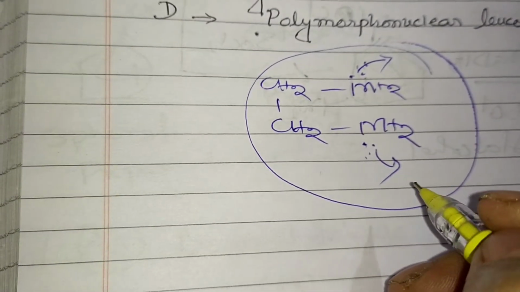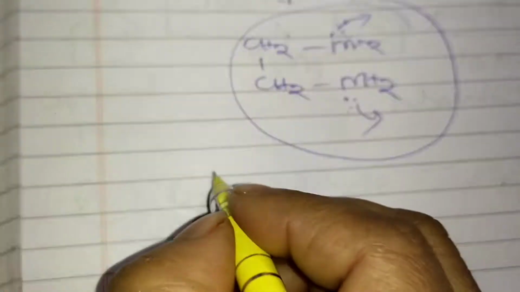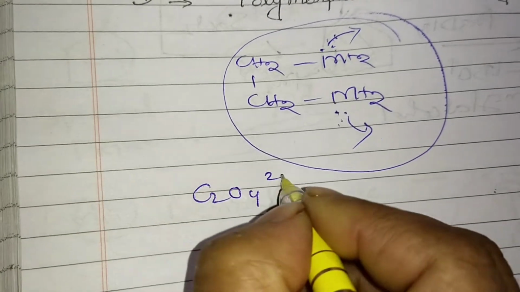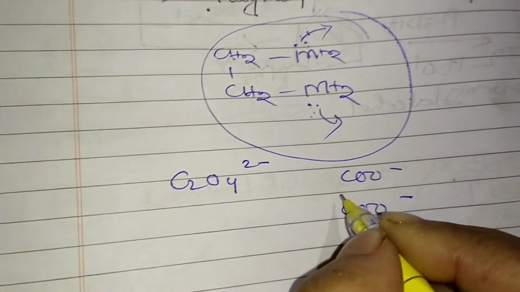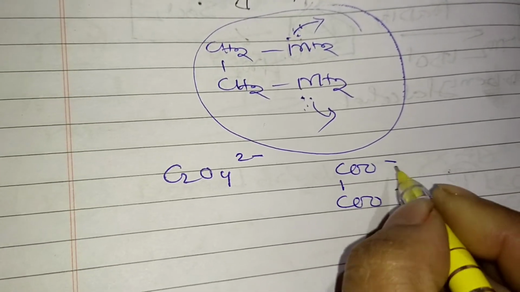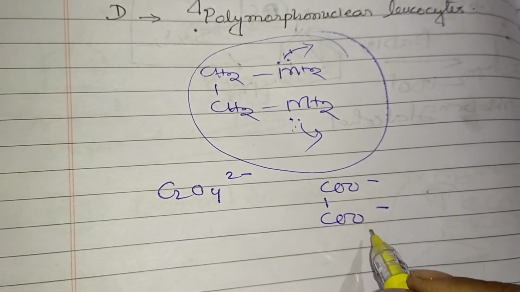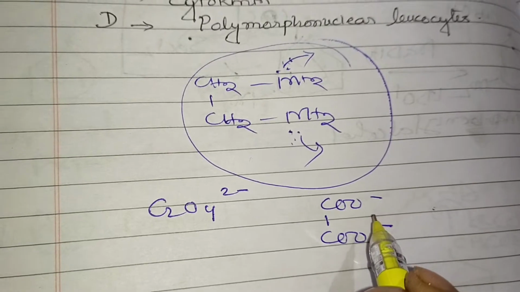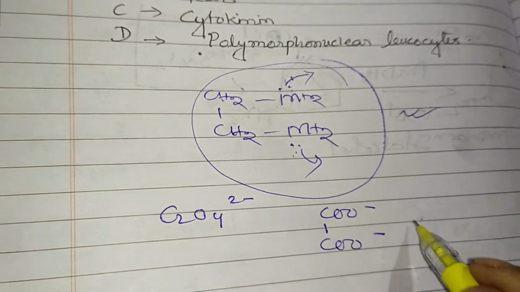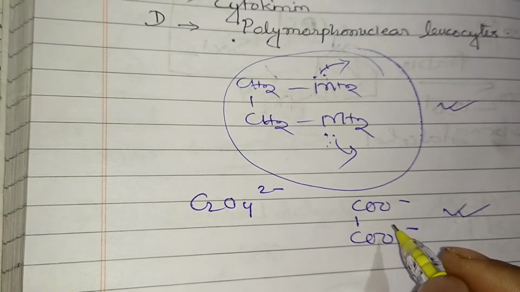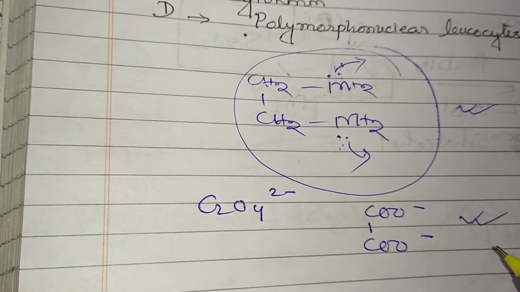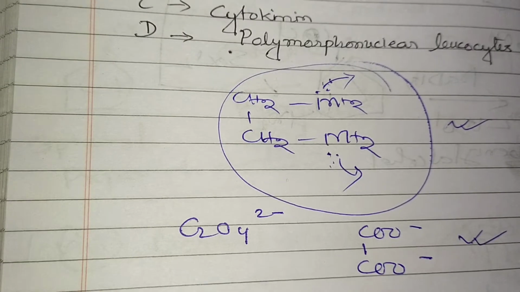Then we come to oxalate, C2O4 2-. Here we have COO- and COO-, so they can attach through 2 oxygens, where electrons are present. So these are didentate, attached to the metal by 2 donor atoms at a time. That is what is called the didentate condition.